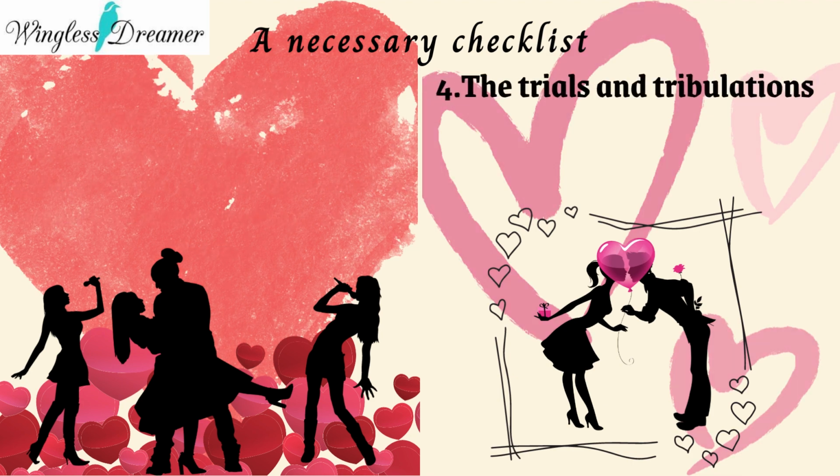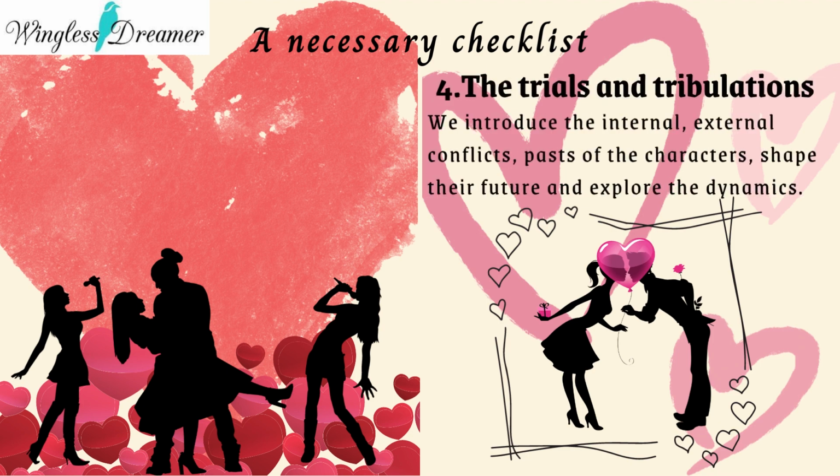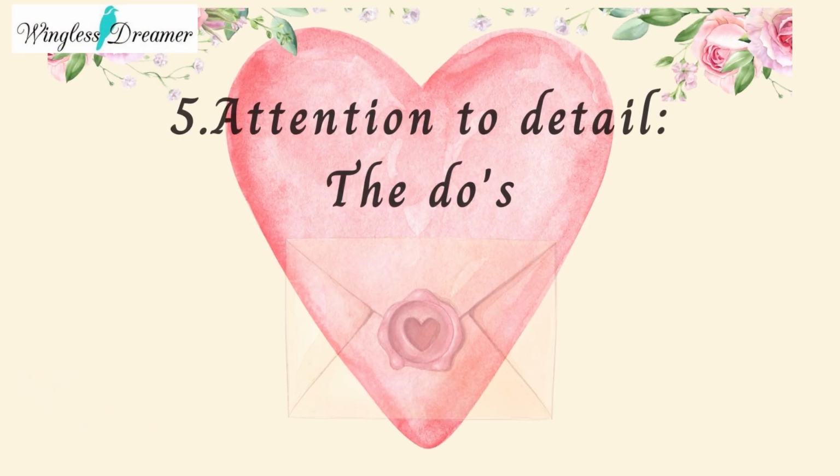Key event number 4. The trials and tribulations. This is where the story starts taking shape. We introduce the pasts of the characters and start shaping their future. This is also the part where we introduce the internal conflicts of the characters. Then we explore the external conflicts and the dynamic between our lovers.